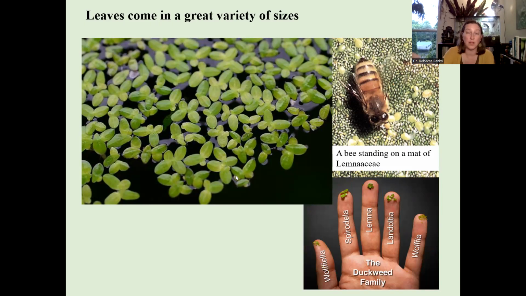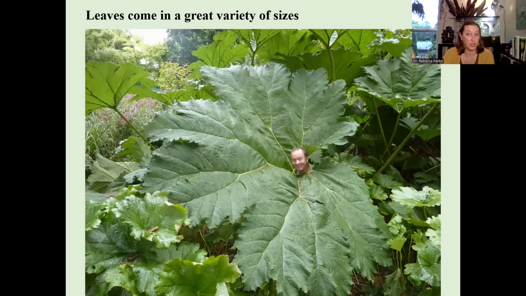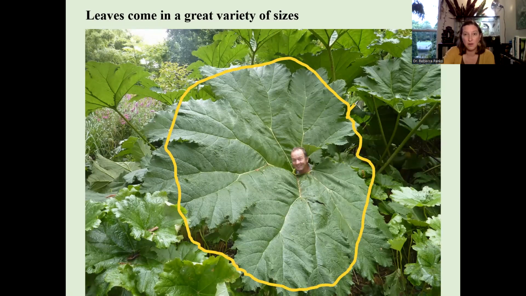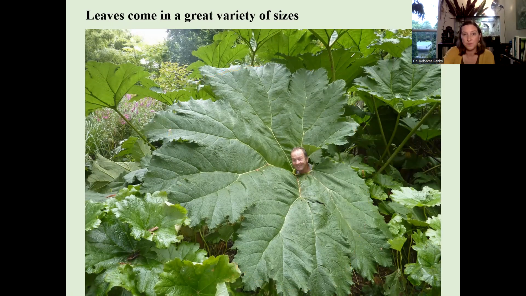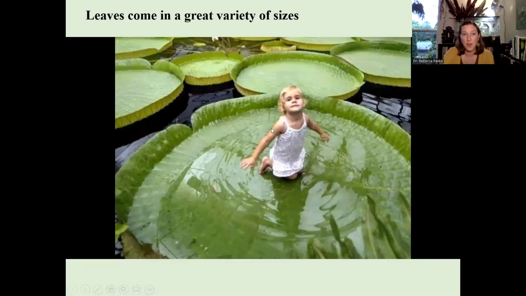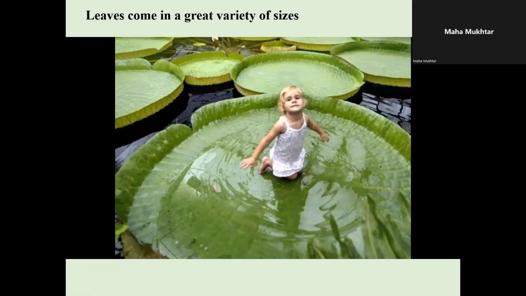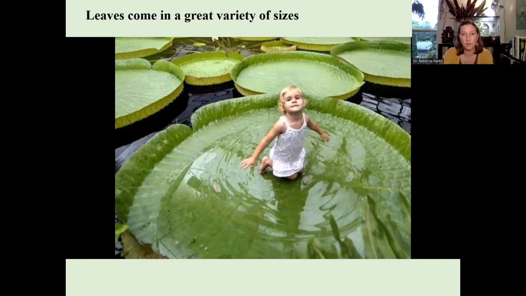So leaves can come in a lot of different shapes. Leaves can come in a lot of different sizes, like these small leaves and really, really enormous leaves, like this one. Look how big. This is one leaf surrounding this head, right? Very big. Look, this is a type of water lily, so big that a child could even stand on it.